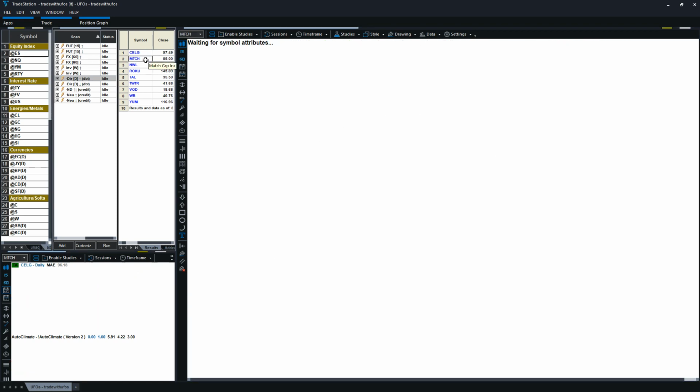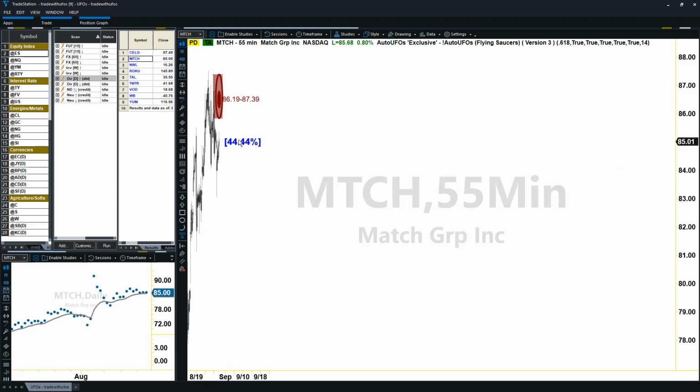Match. Let's load match. Okay, so it's pending data. Well, we're gonna pass on match, and the reason why is that we already got 10 candles into the current climate.